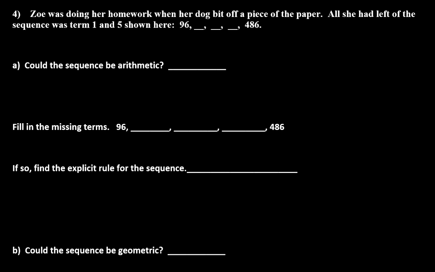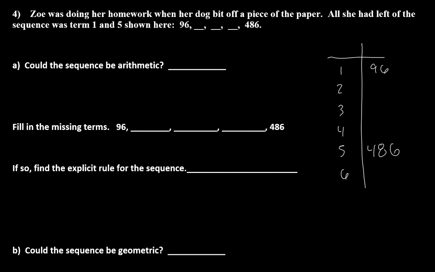So, in fact, I want to sketch this as a table. So I'm looking at the first term, second term, third, fourth, fifth, sixth. And I know that the first term is the number 96, and I know that the fifth term is the number 486. So the first question is, could this be an arithmetic sequence? And actually, yeah, it could be.